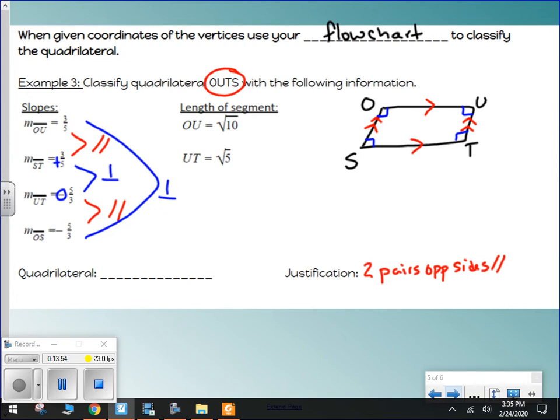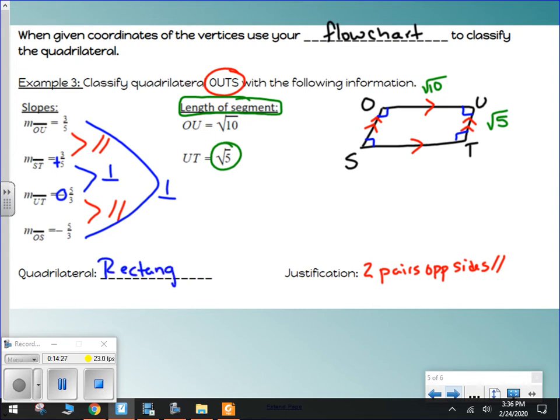Okay? OU is square root 10, and UT is square root 5. All I need is one example of it not being equal, and I know that not all 4 sides are equal. So I will say no to that, and that leads me to my answer being a rectangle. And making sure we don't forget to put 4 right angles here. Okay.